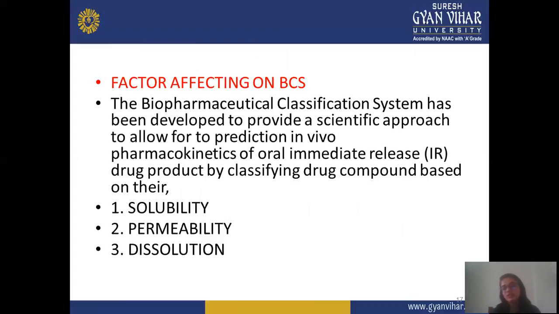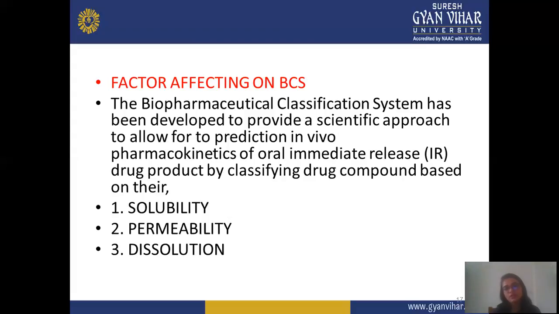the oral formulation, mainly immediate release type formulation, which may be used in an in vitro test or animal study by predicting from the in vitro test. If this in vitro test is good, then you perform the in vivo test, so cost is reduced, and suffering of animals is also reduced by this BCS classification system. And this is mainly dependent on solubility, permeability, and dissolution rate.